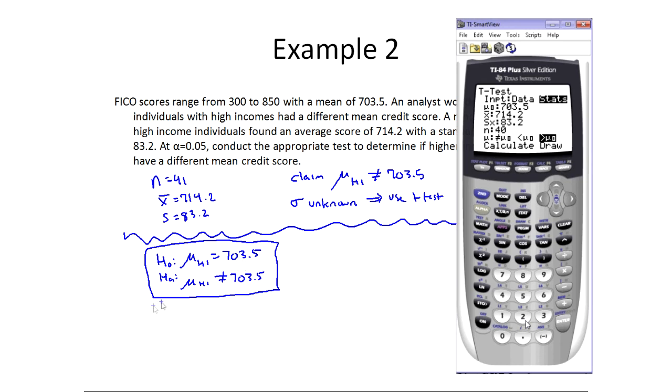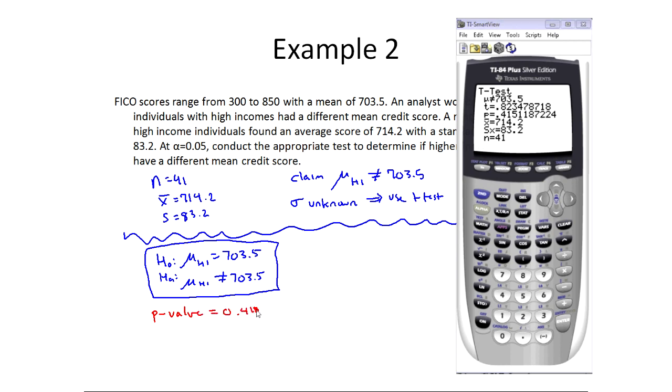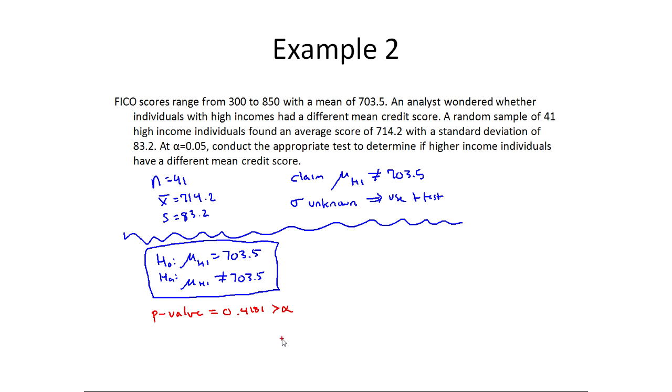When I go through and calculate this on the t-test, so I enter all my information, I get down to calculate, I end up with a p-value of 0.4151. This is a rather big p-value. This is certainly bigger than our alpha. It's telling me there's a 40% chance, more than a 40% chance of seeing a sample like this if the real mean for high-income people is 703.5. So it's saying this is not an interesting sample, and therefore I should fail to reject H0.